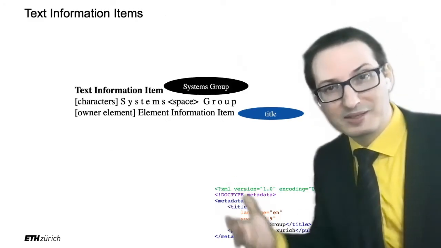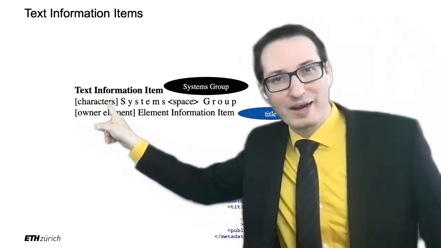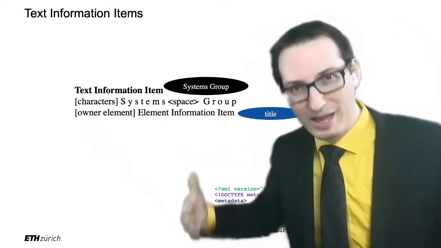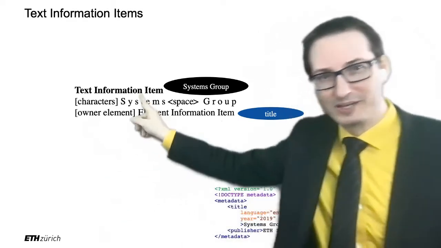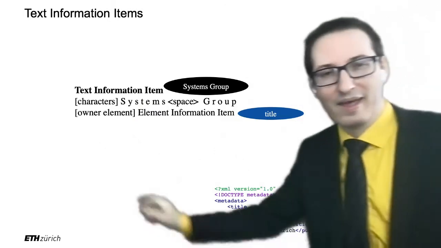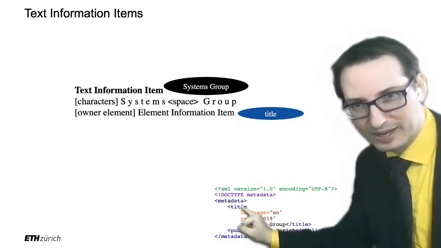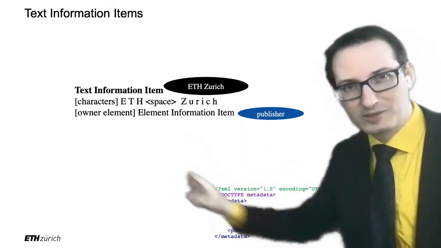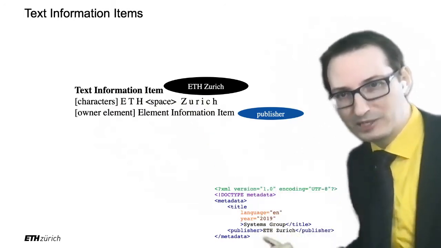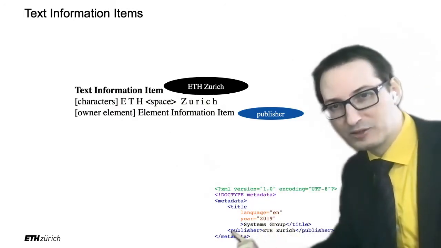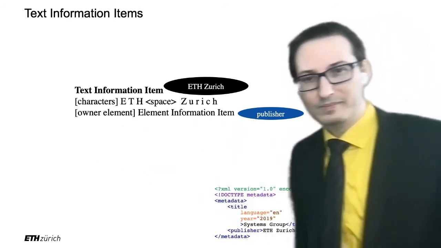And finally, the text information item, systems group right there. Well, you have the characters, so here it's boring, it's one by one. SYSTEMS space GROUP, right? So these are all the characters. And the owner element is title, right? Systems group is in title. Then we have ETH Zurich. So again, the characters are ETH space ZURICH, right there. Inside the publisher owner element, that is the element information item.